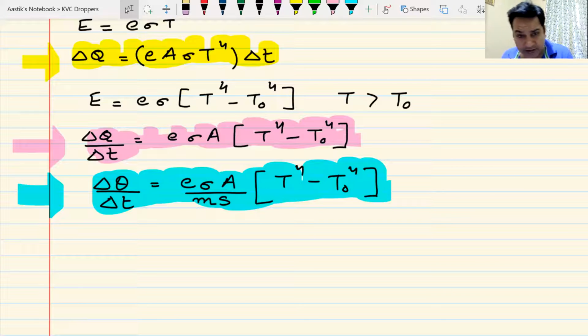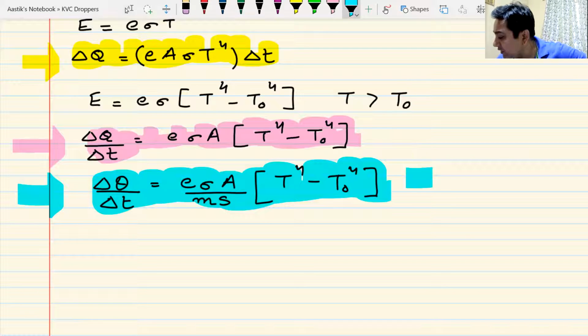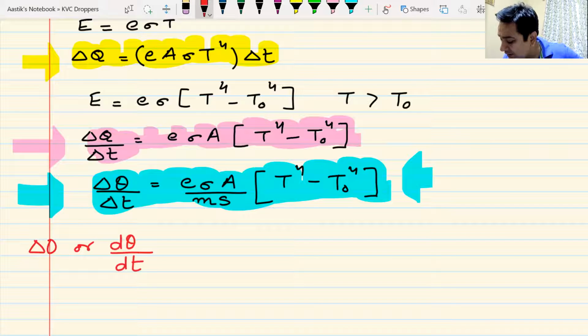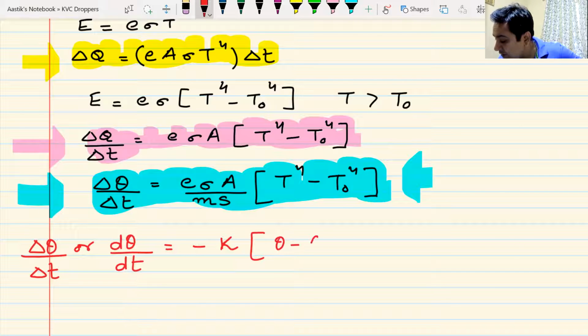Okay, we had actually seen that the rate of heating or the rate of cooling is given by this formula. Do we remember this? But right now, I am changing my statement to here: rate of cooling d theta by dt, or I can call it delta theta by delta t, whatever. Right now, I am telling you that this is equal to minus k times theta minus theta naught. Or if I just write theta as T, it will be T minus T naught.